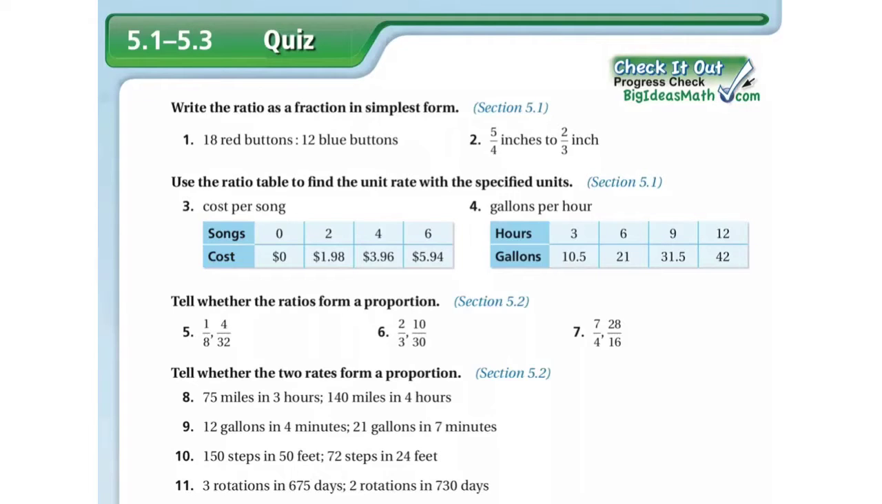On 3 and 4, remember you're looking for the unit rate, cost per song for number 3, gallons per hour for number 4. And on the rest of them, you're just telling whether a proportion is there or not. I would use probably cross products on most of them.